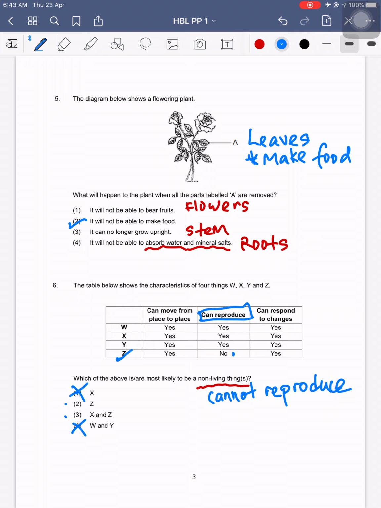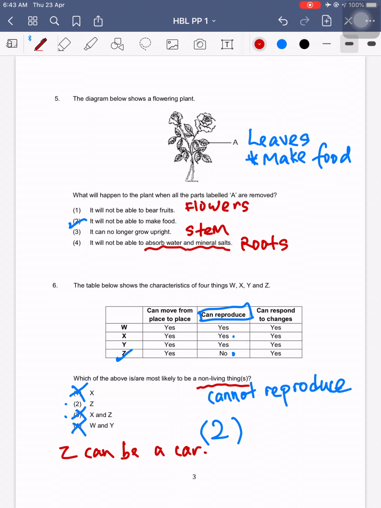Now let's look at this X. All right, now X says that it can reproduce. It's also not true, so the only answer will be number 2. All right, so what could this Z be? Well, Z can be a car.